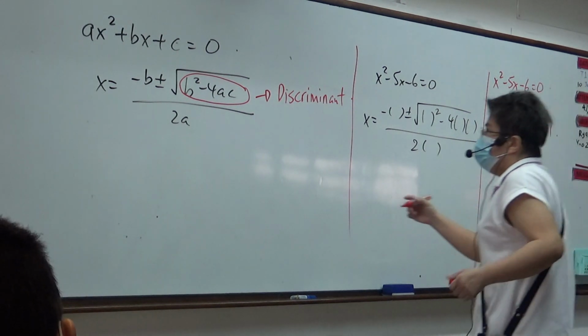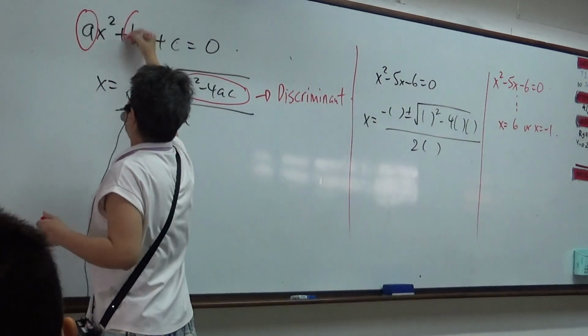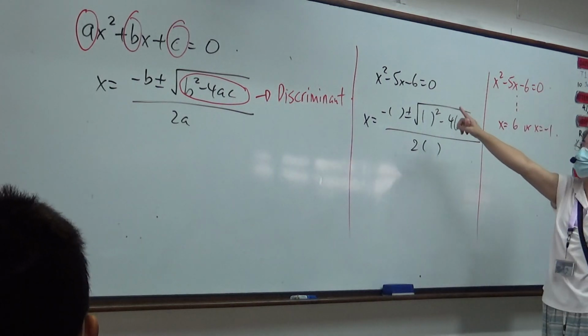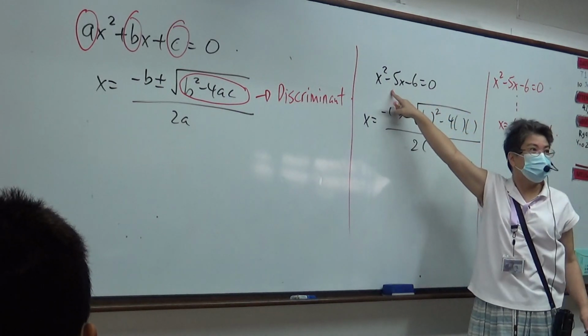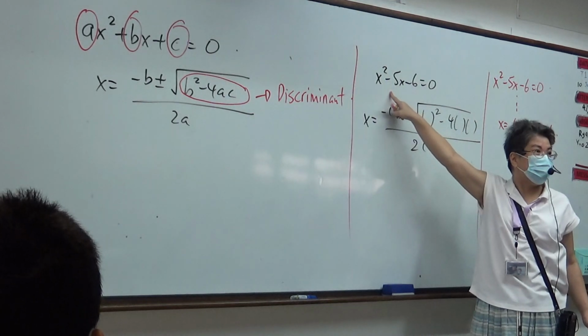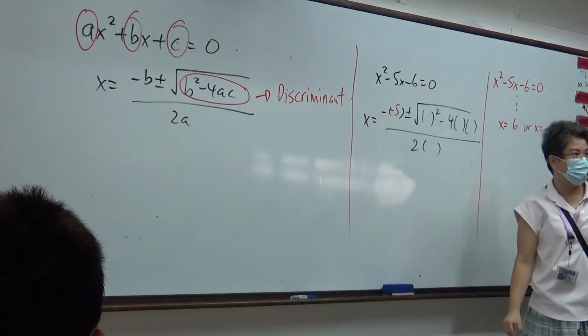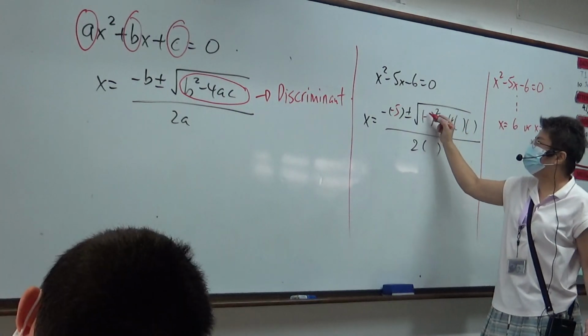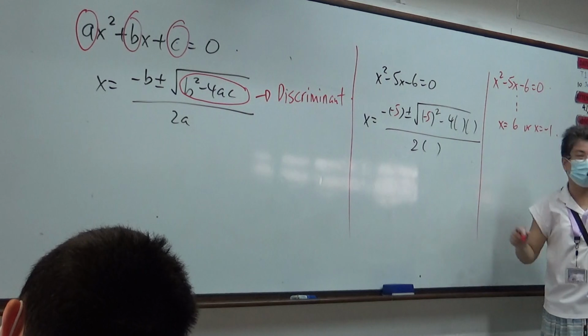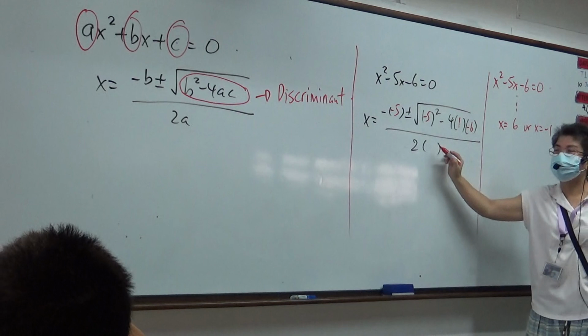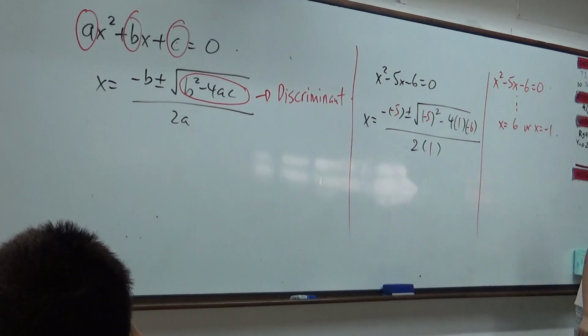Okay? Now, what is a? What is b? And what is c in this case? What is a? Can you tell me? 1. What is b? Not 5. Negative 5. What is c? Negative 6. So x is minus b, so is this one right? Plus or minus square root of b squared, take away 4 what? ac, right? Over 2 what? a. That's how I feel it.